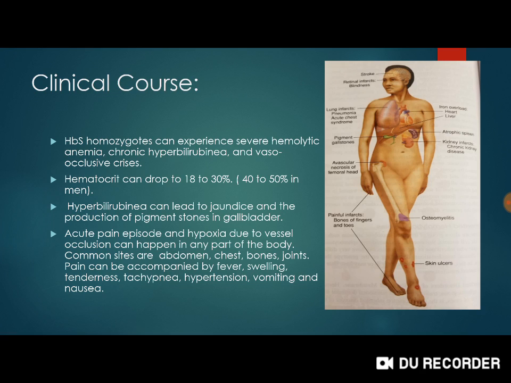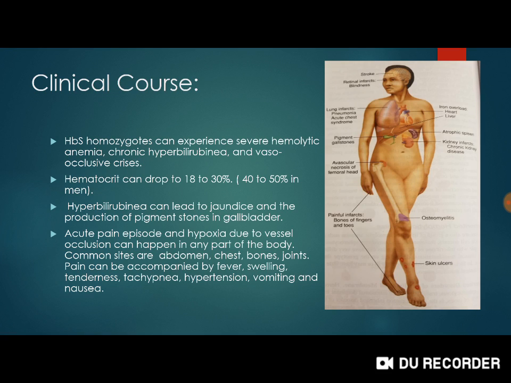The clinical course of sickle cell disease is just massive. You can see in the picture on the right, it can affect anything in the body from head to toe. It can affect a lot of organs, and hemoglobin S homozygotes can experience severe hemolytic anemia, chronic hyperbilirubinemia, and vaso-occlusive crisis. Hematocrit can drop to 18-30%, where it's usually 40 to 50% in men. Hyperbilirubinemia can lead to jaundice and the production of pigment stones in the gallbladder.